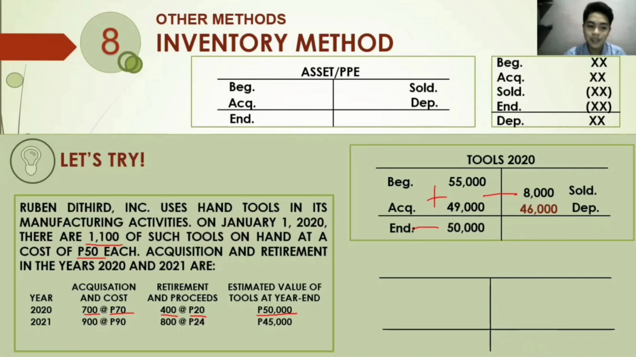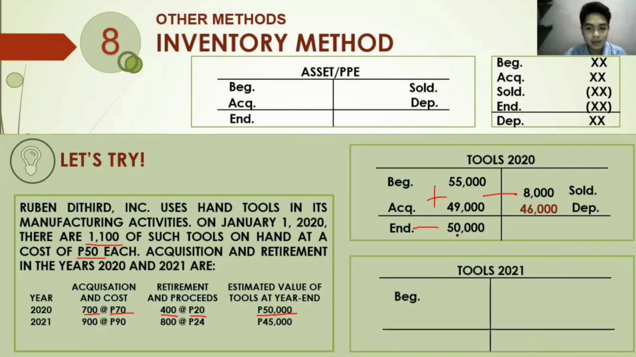Ganun din gagawin natin for year 2021, guys. So, beginning. How much the beginning? Siyempre, ito guys, 50,000. Ito yung ending natin nung last year eh. Yun yung beginning natin, 50,000. May in-acquire tayo? Yes po, meron. 900 tools sa halagang 90. So, 900 times 90, 81,000. May binenta ba tayo? Meron po. 800 tools sa halagang 24 pesos.